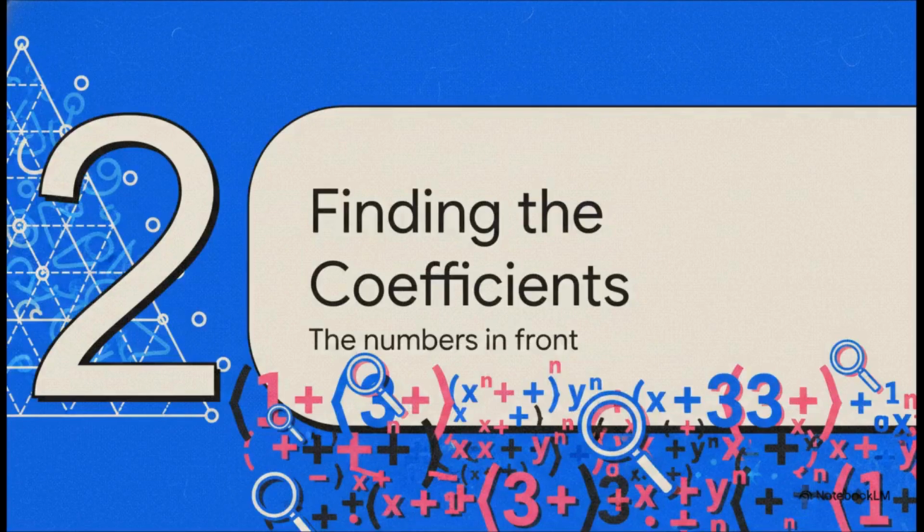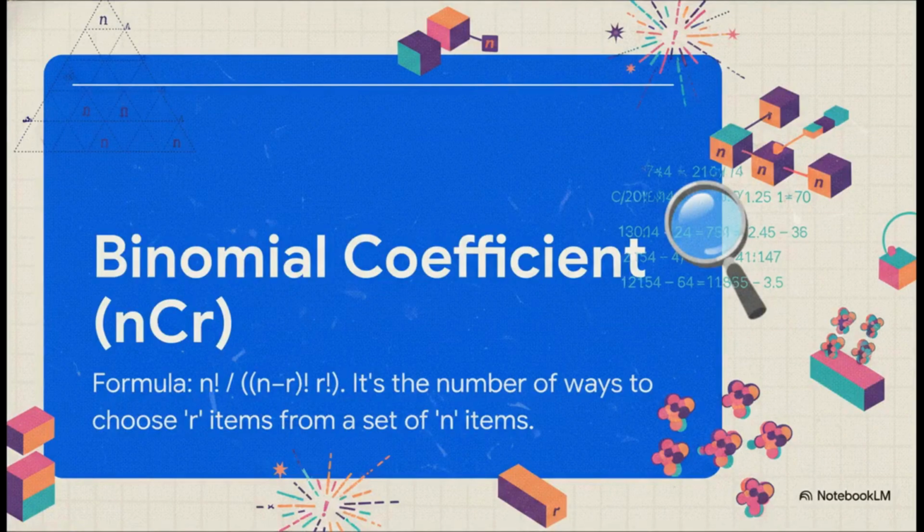So the secret to this whole pattern, it's all about the coefficients. You know, in a^2 + 2ax + x^2, the coefficients are 1, 2, and 1. They're just the numbers out in front. The million-dollar question is, how do we figure out those numbers for any power without doing all that crazy multiplication? Turns out there's a formula for that. It's called the binomial coefficient, and you'll see it written as nCr. In math, it's all about counting the number of ways you can combine stuff.